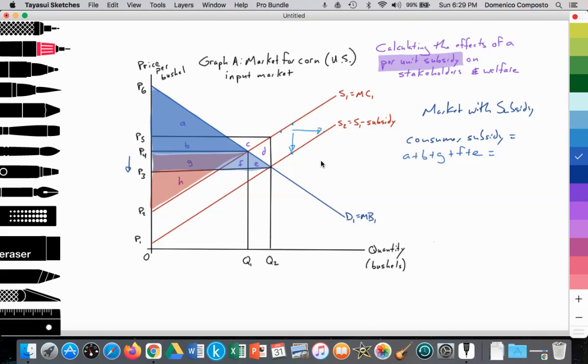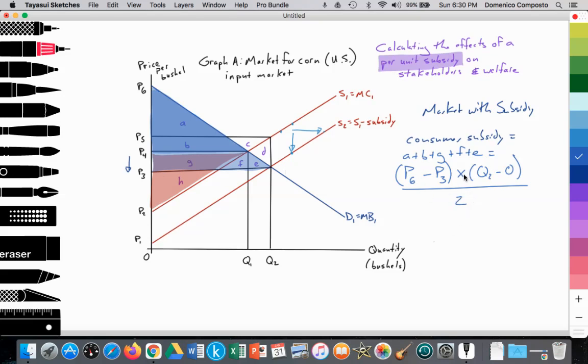And that will be equal to this new height, in this case of P6 minus P3, right? The value of P6 minus P3 multiplied by the height. I'm sorry, by the base. Q2 minus 0, right? Q2 minus 0, just Q2. And all of that divided by 2 would give us the consumer surplus.